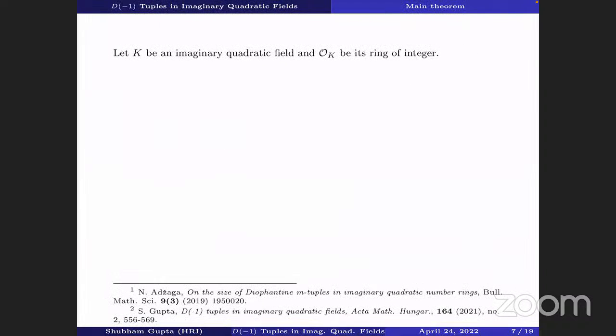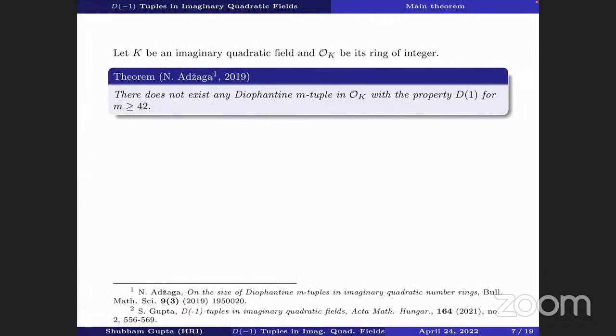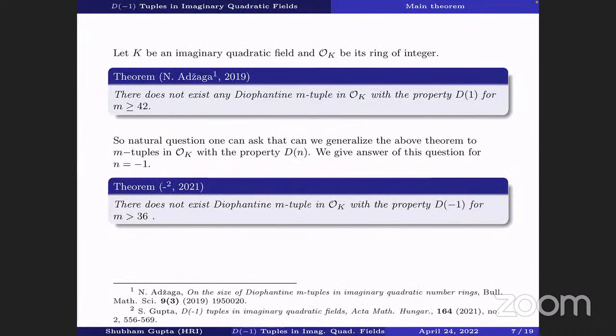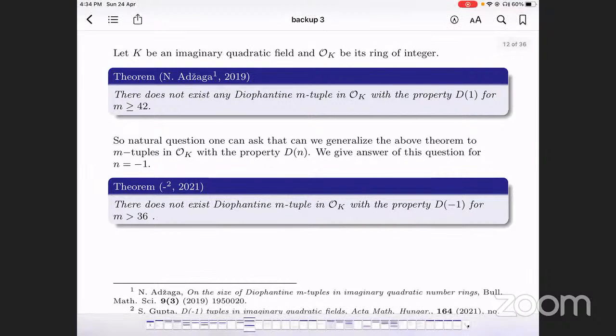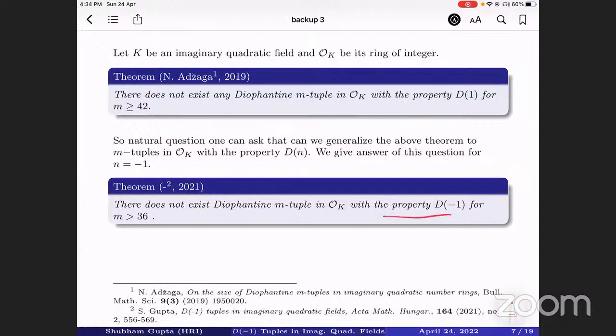Okay, so let K be an imaginary quadratic field, and O_K be its ring of integers. In 2019, Adzaga showed the non-existence of an M-tuple in O_K with the property D(1) for M greater than or equal to 42. The natural question one can ask is, can we generalize this theorem? We answered this question for n equal to minus 1. In this talk, we will prove that if m is strictly greater than 36, then there does not exist a Diophantine M-tuple in O_K with the property D(-1).